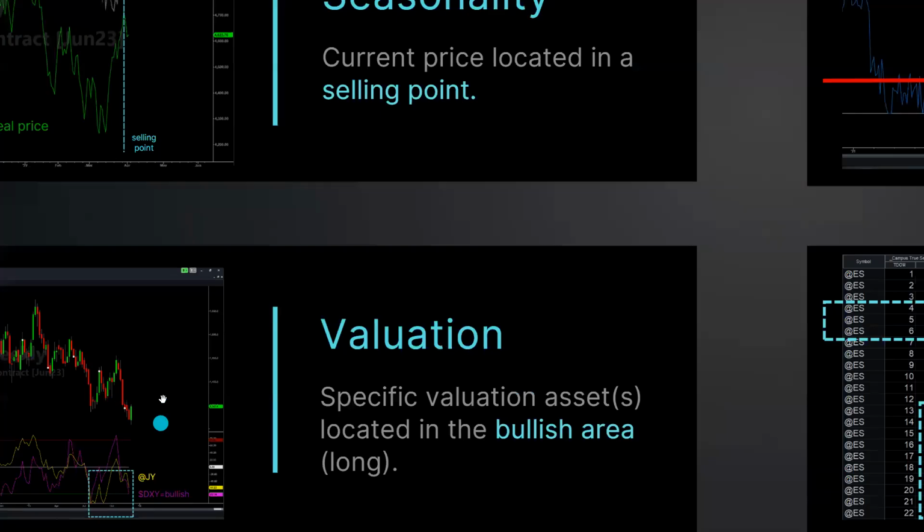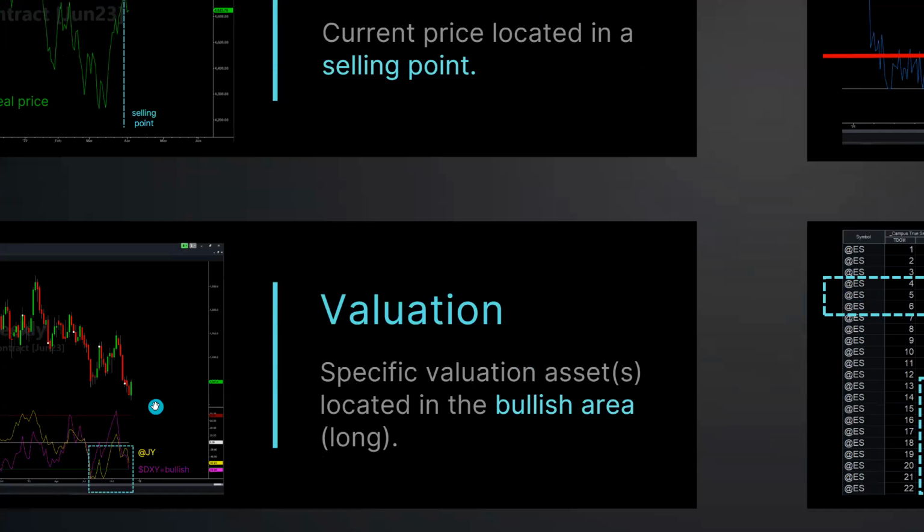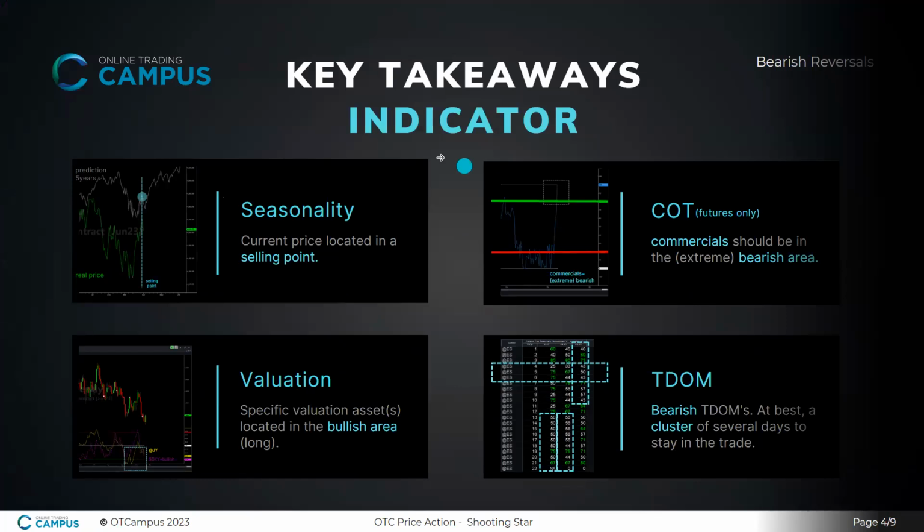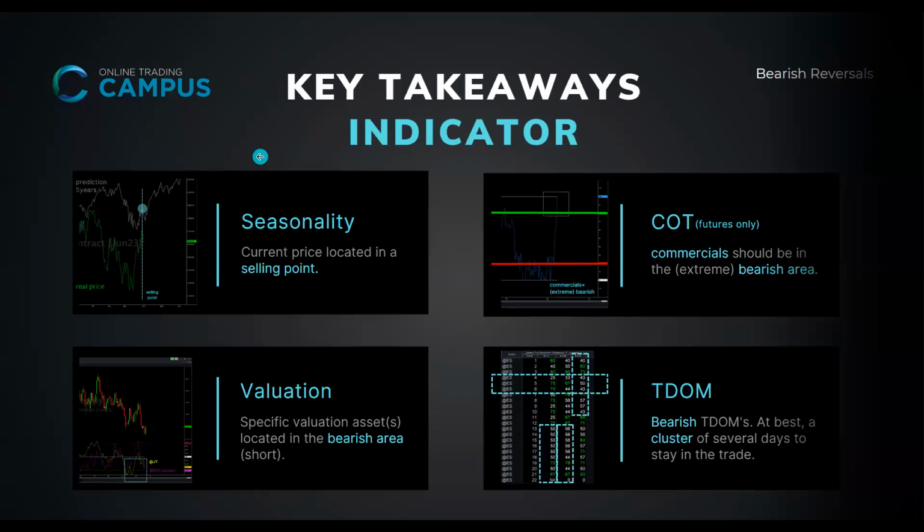Valuation, and here we will talk about the valuation, specific valuation asset located in the bullish area. Sorry guys, give me a second. Okay, sorry, that was wrong. I forgot to change this one. Of course, it is a bearish reversal, guys. The specific valuation asset or assets should be located in the bearish area to short. We definitely need the valuation in the bearish area.